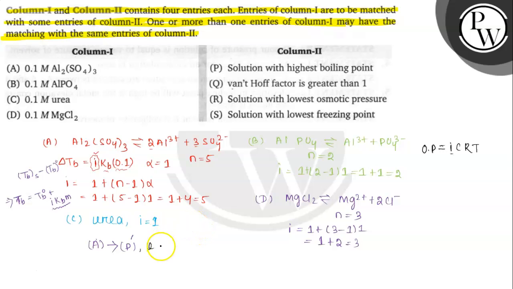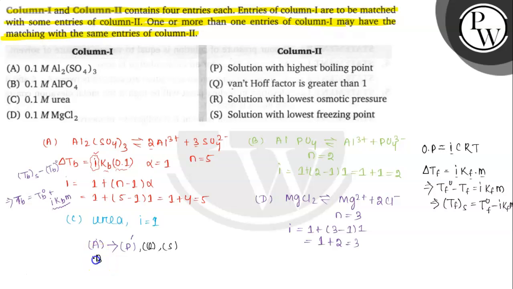Now, solution with lowest freezing point. It will be true, Q and S. We know that ΔTf = i × Kf × molality. So this part is the same, this part is the same, only this part differs, that is the van't Hoff factor. But ΔTf is Tf° minus Tf. So the freezing point of the solution is equal to the freezing point of the pure solvent minus i × Kf × m. That means if this part or the i value is more, then the freezing point of the solution will be lowest. They are inversely proportional. So as Al2(SO4)3 has more i value, it has a lower freezing point. So A is matched with P, Q and S.